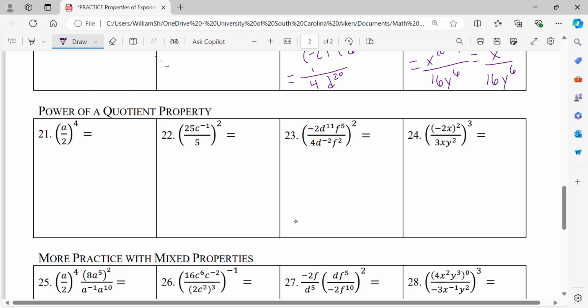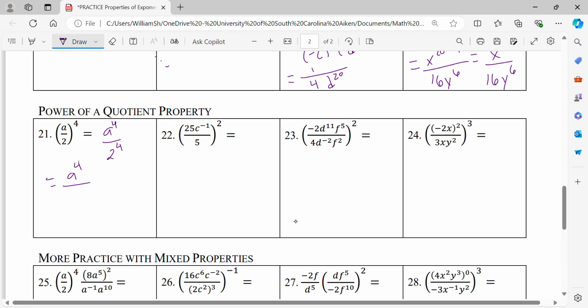Okay. Number 21. I have a over 2 raised to the 4th. Now that 4th needs to go to both of those terms. So it needs to go to the a term, and it also needs to go to the 2 term. Now, all I really have to do here is simplify this 2 to the 4th because we want everything in terms of basic numbers, if possible.